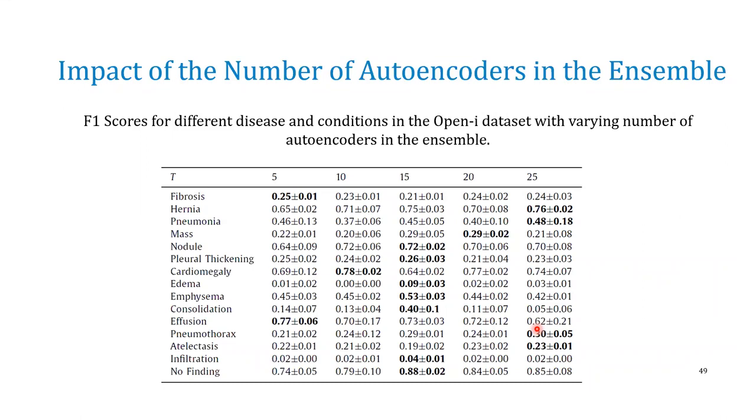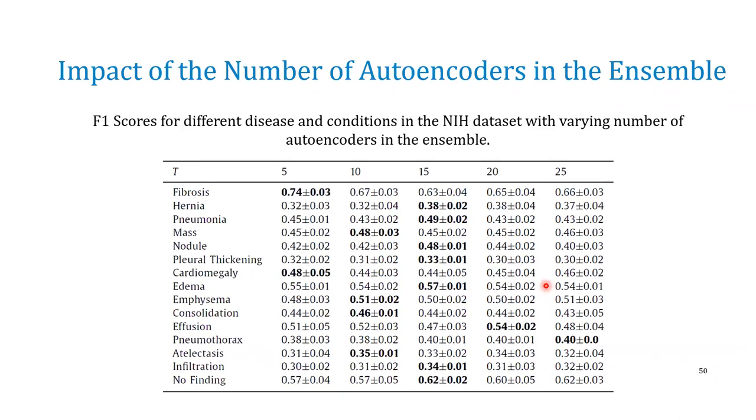We also look into the impact of the number of autoencoders in the ensemble. So we tested with different numbers of autoencoders in the ensemble: 5, 10, 15, 20, and 25. We see that for this OpenAI dataset, in most cases, we find the best result with 15 autoencoders, but in some cases, we also find good results with other numbers of autoencoders as well. In the NIH dataset also, most of the better results are obtained with 15 autoencoders, although that is not consistent across all the diseases and conditions.